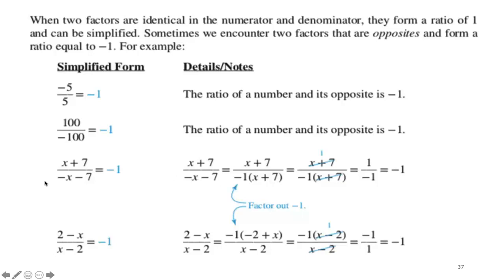So here's another example. Notice that 2 minus x is opposite from x minus 2. The way we know is that you negate everything. Negating 2 gives negative 2, and negating negative x gives positive x. So notice the top and the bottom are negatives of each other, and so that's the case. You get negative 1 because everything cancels except for the negative 1. If we recognize these things, it can help us simplify other rational expressions.